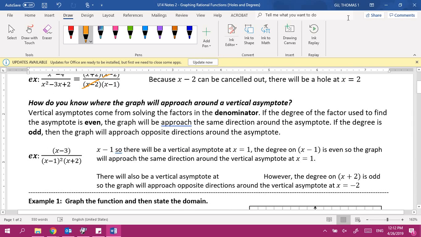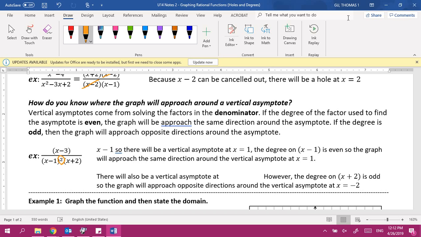So you see one of the factors is x minus 1, right? You see that? x minus 1. That means there's going to be a vertical asymptote at x equals 1. Okay? There's a vertical asymptote at x equals 1. Now what's the degree on the x minus 1 right here? What is the degree? Squared, right? 2. The degree is 2. Is that even or odd?